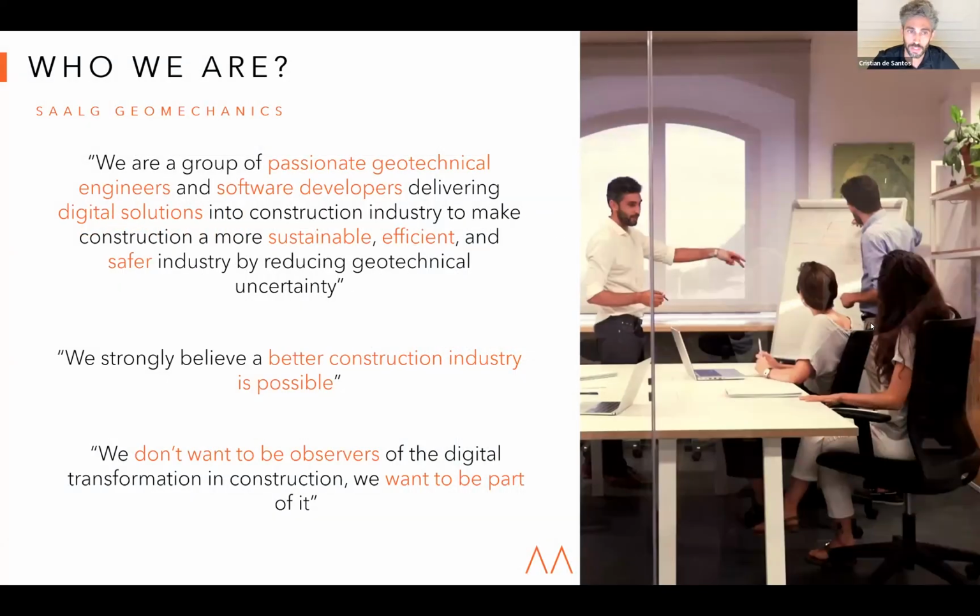We like to say that we are a group of geotechnical engineers as well as software developers delivering digital solutions to help construction to be a more sustainable, efficient, and safer industry by analyzing data during construction. Why? Because we really believe that a better construction is possible, but also because we don't want to be observers of the digital transformation that is happening at the moment in construction, and we want to be part of this transformation. That's mainly the reason why we are working every day trying to add something into the construction industry.